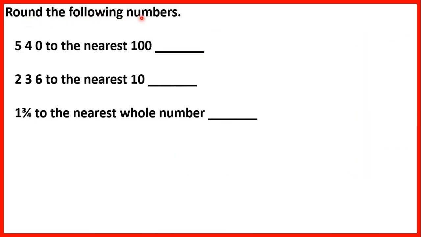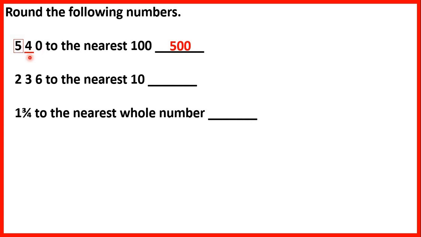Round the following numbers. First, we have 540 to the nearest hundred. So when we're rounding to the nearest hundred, we need to find our hundreds digit, which is always the third digit from the right, because we have ones, then tens, then hundreds. Then, to decide whether we round up or down, we look at the digit to the right, and if it's 4 or less, we round down, and we have a 4, so we're rounding down. That means this 5 will stay the same, and digits to the right turn into zeros, so we get 500.